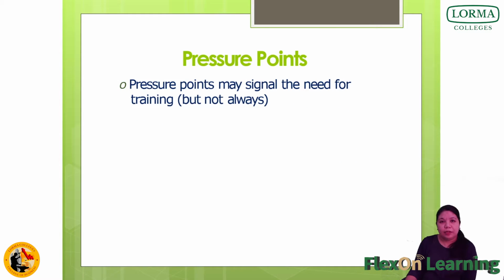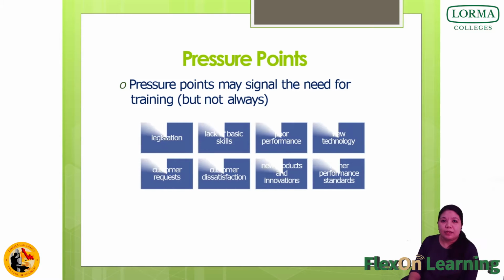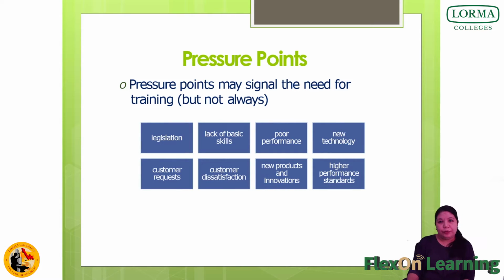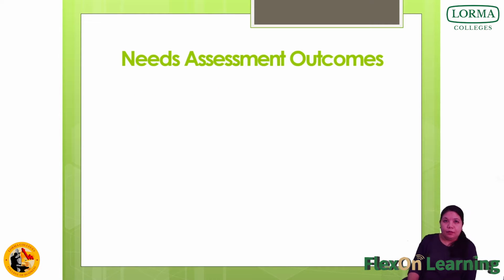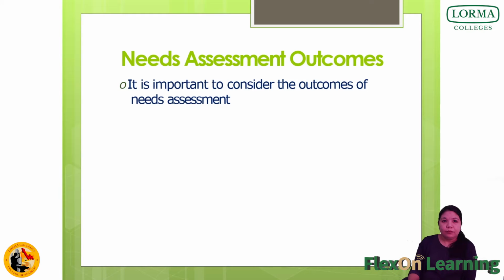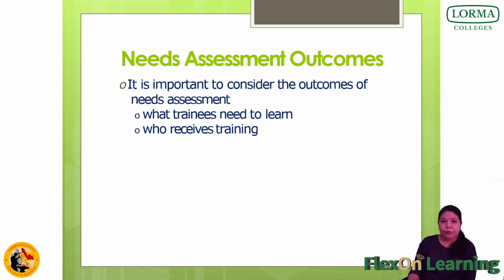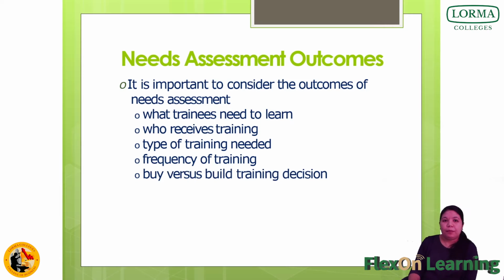It may signal the need for training, but not always. We have the legislation, lack of basic skills, poor performance, new technology, customer requests, customer dissatisfaction, new products and innovations, and higher performance standards. Now, what are the outcomes? It is important to consider the outcomes of needs assessment because we know what trainees need to learn, who receives training, the type of training needed, frequency of training, buy versus build training decision, and other human resource management solutions.